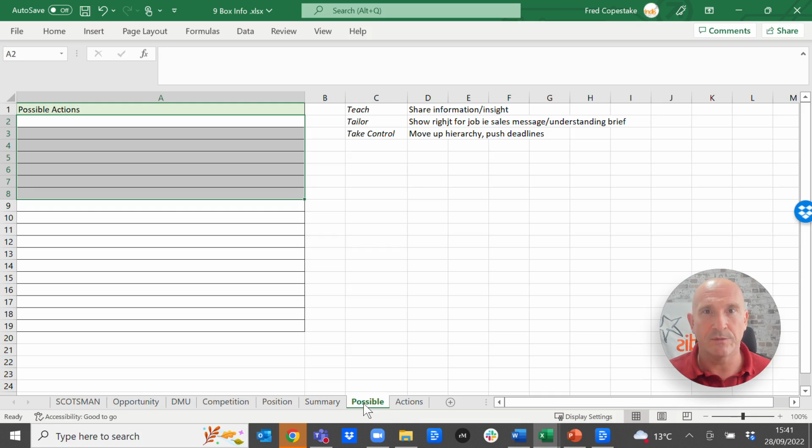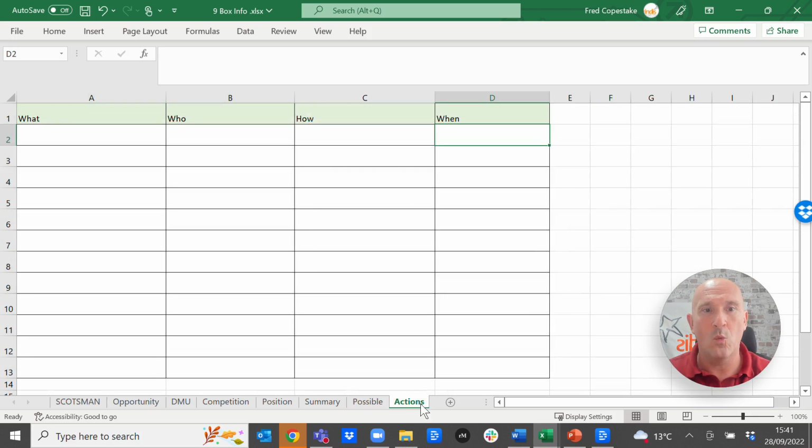Take control. So is this something that we need to kind of move up the hierarchy? Are we talking to people at a senior enough level? Are there other things that we can do to help with the decision making that are going to play in our favor? Let's think of all the options that we've got before finally deciding what is it we are actually going to do.